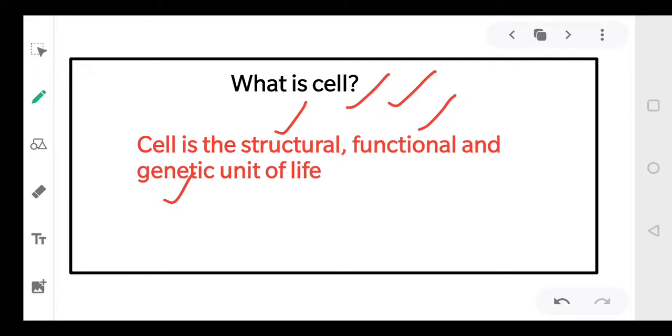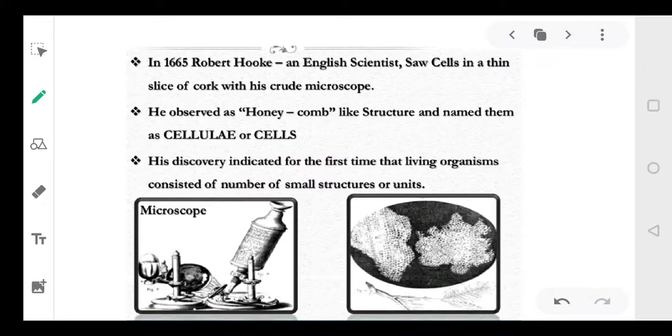We'll discuss slowly and gradually as we move through the chapter, and you will understand all these three terms. A cell is the structural, functional and genetic unit of life. So if somebody asks you what a cell is, you have to define it in the same manner. Okay, let's go to the next one.